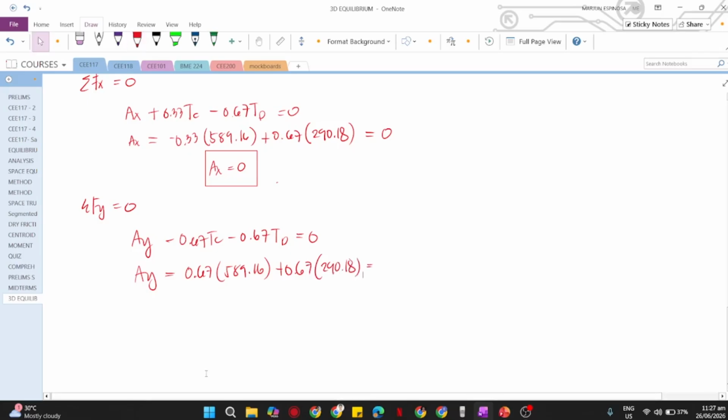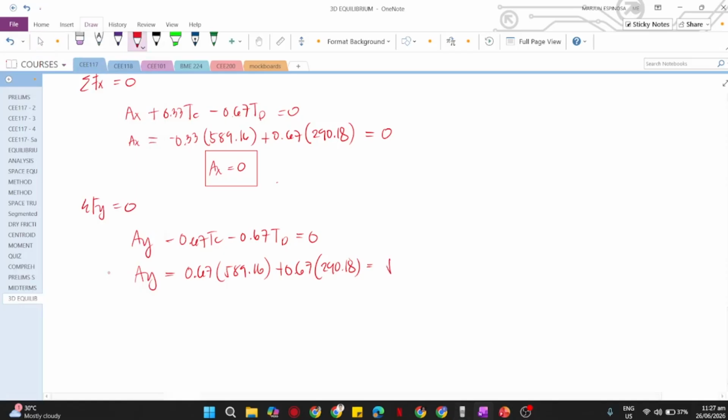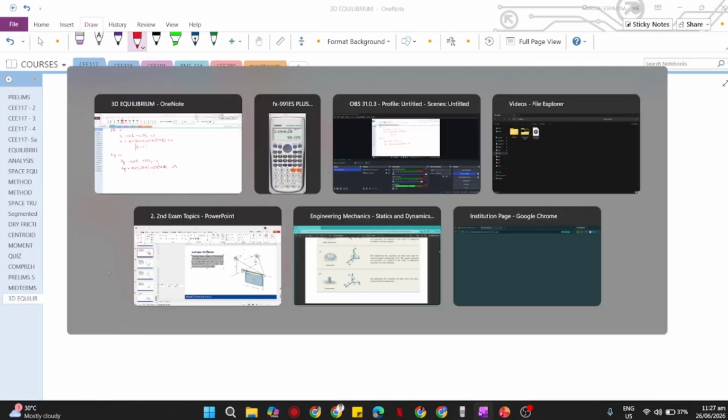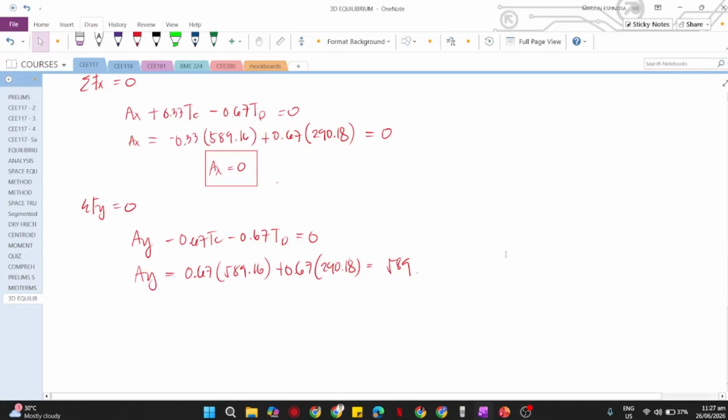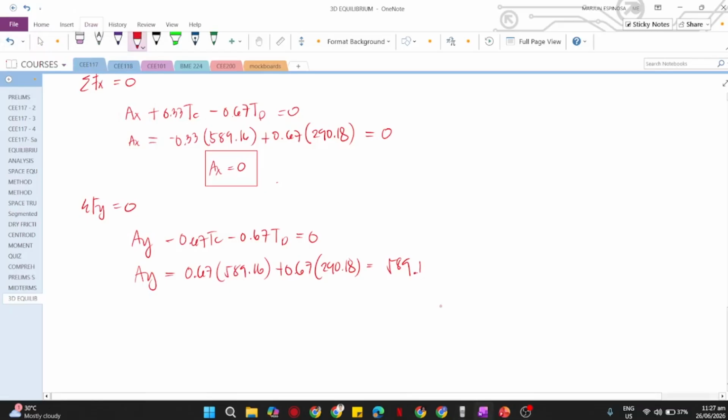Let's use the calculator. We have 0.67 alpha A plus 0.67 alpha B. Press equal, and you get 589.16 again. So our AY is 589.16 newtons. That is our answer for AY.